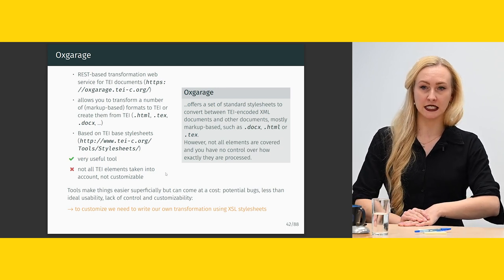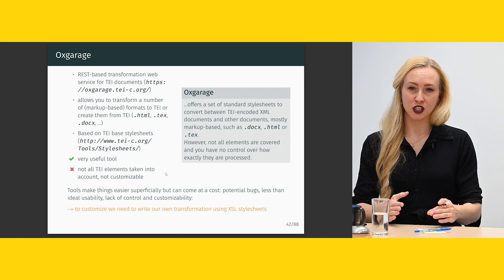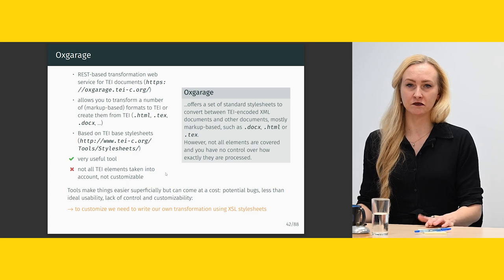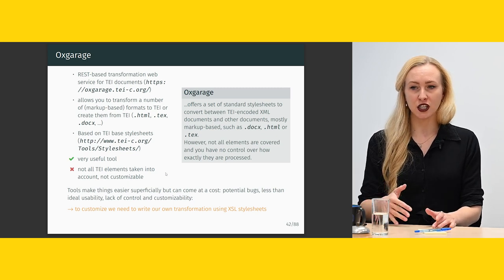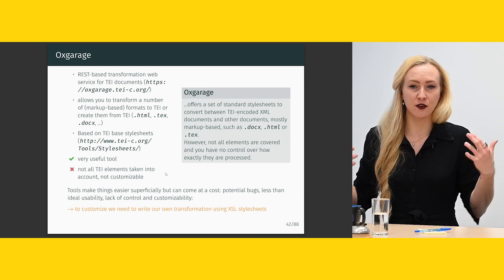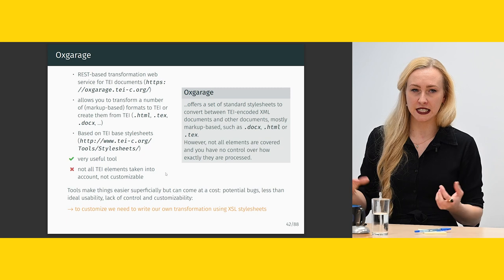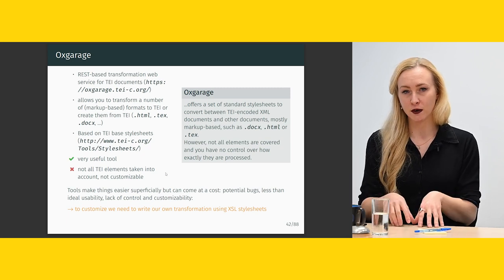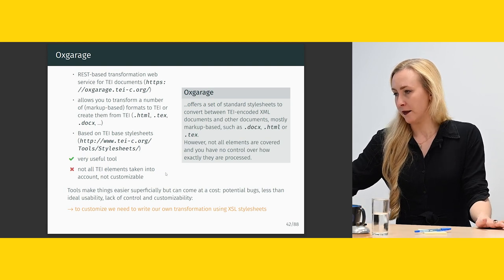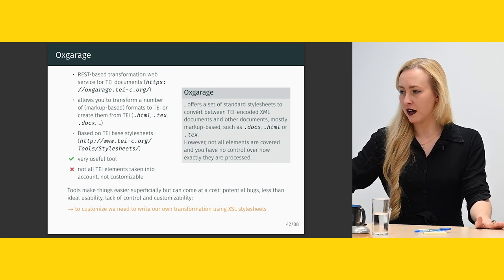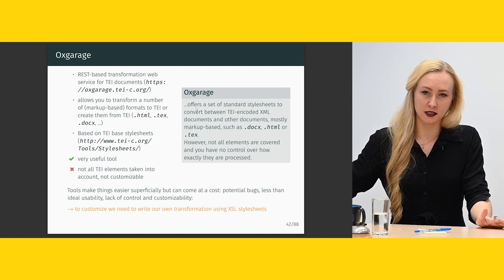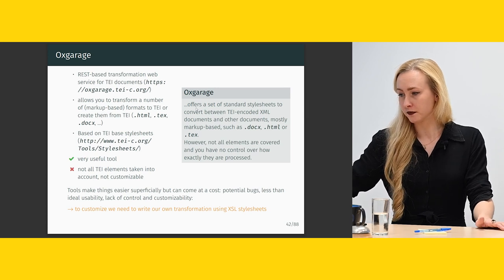Because like I've said, XML and TEI have lots of detail, whereas HTML is focused on presentation. So if you say something is, I don't know, a heading, in HTML it will transform it into something that contains the information of how, like what font size to put it. But the detailed semantic information will get lost. That's why we archive the TEI data that have all this information. And yeah, so in the OxGarage, not all elements are covered necessarily, and you have no control over how exactly they're processed. But it's still a very useful tool.